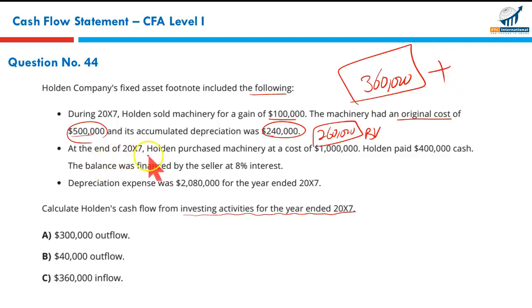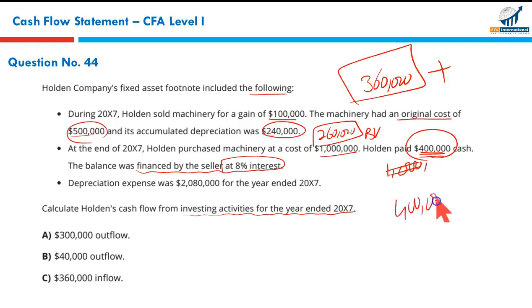At the end of the year, Holden purchased machinery at a cost of 1 million. It's a 1 million outflow, but remember, it says we only paid 400,000. That's an interesting point. The cost of the machine is 1 million, but we paid only this much. The balance was financed by the seller at 8% interest. So 360 was the inflow for the disposal of the asset, and 400,000 is the outflow for the acquisition of the new asset. Depreciation has nothing to do with it. So the net flow is a negative 40,000 outflow, that is B.